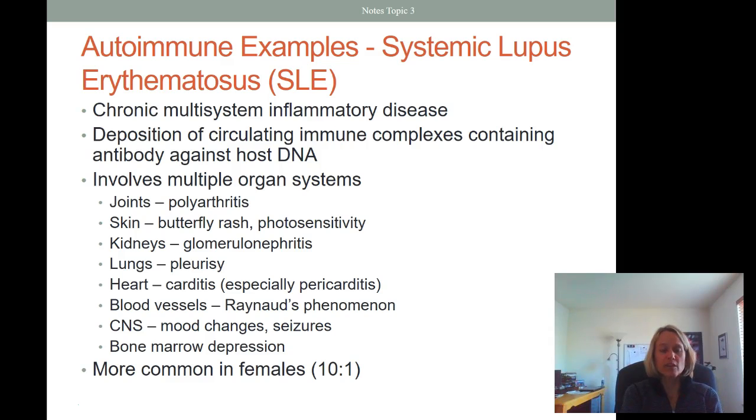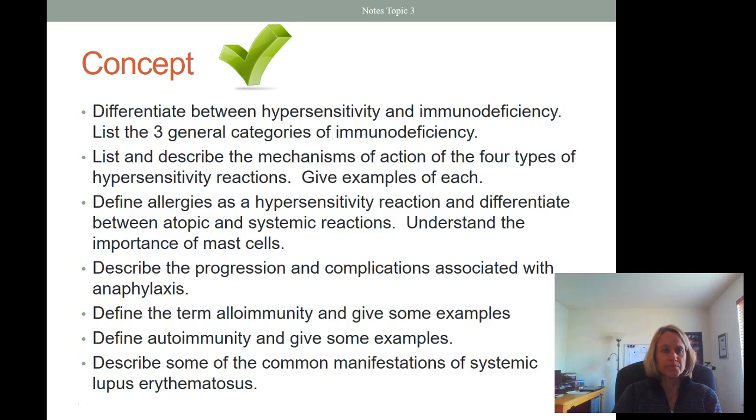Kidneys, glomerulonephritis, that's inflammation of the glomeruli. The lungs, we get pleurisy, inflammation of the pleura. Heart, carditis, especially pericarditis, that would be inflammation of the pericardium. In blood vessels, it can cause Raynaud's phenomenon. We'll talk about that more with cardiovascular disease. Central nervous system, it can lead to mood changes and seizures. In bone marrow, depression. As with most autoimmune diseases, lupus is more common in females, with about a ratio of about 10:1 females to males.